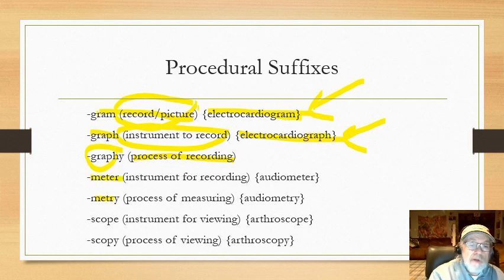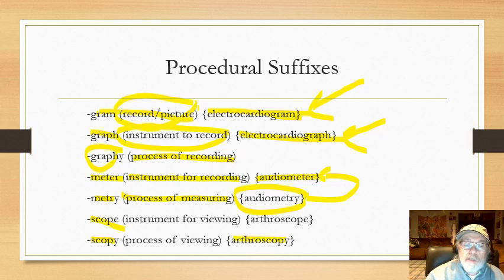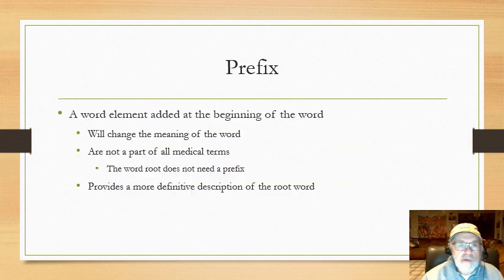Same thing with meter and metry. Metry means the process of measuring, and meter is an instrument for recording. Audiometry is performed by using an audiometer, which is the machine, or the instrument. Same thing with scope and scopy. You do arthroscopy, the process of viewing, with an arthroscope, the instrument for viewing. These make a lot of sense, but they're pretty boring.